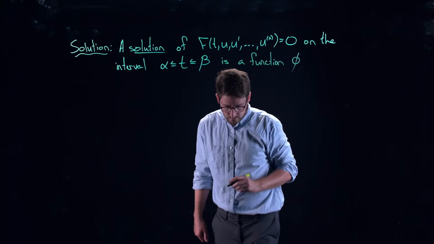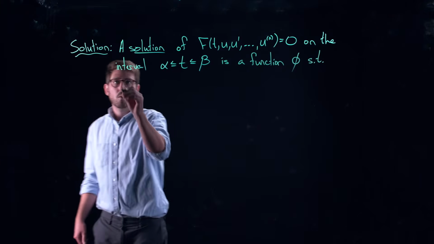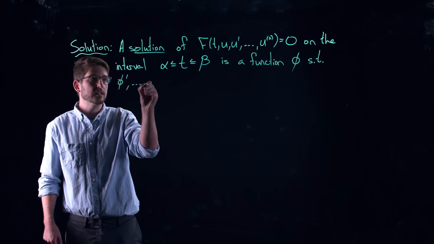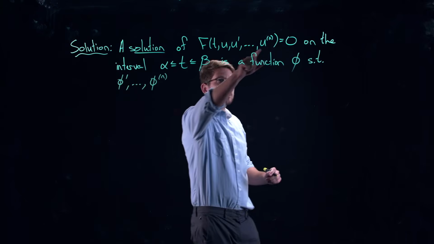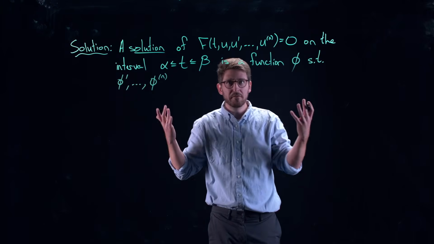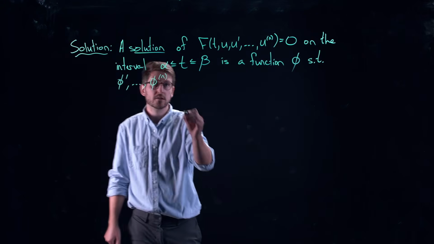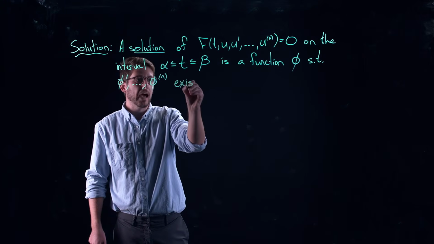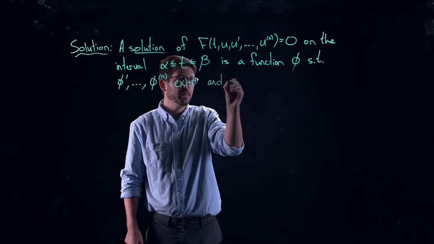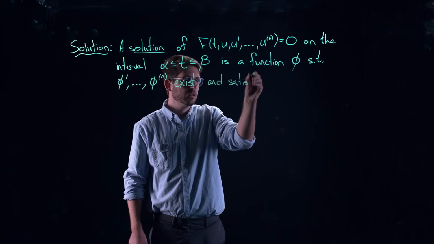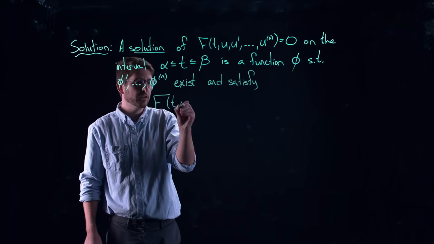phi such that, well, first of all, such that I can actually take derivatives of this thing. Remember, if it's going to be a solution of the differential equation, it has to have derivatives, right? That's the differential part of the differential equation. So first of all, these things have to exist and satisfy, well, of course, they have to satisfy the differential equation.